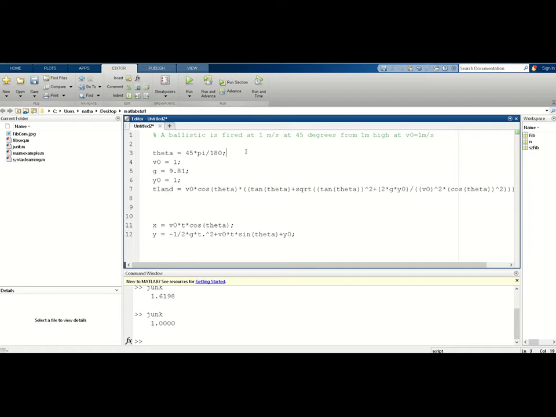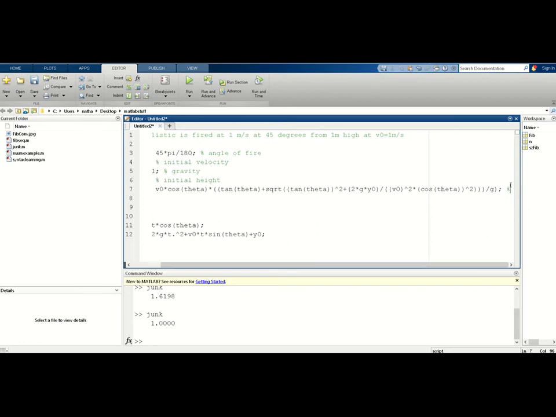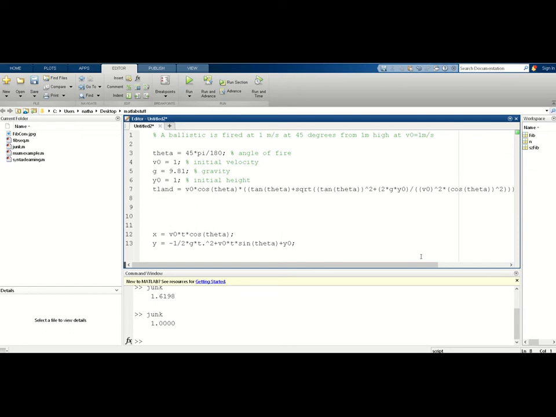Do we want to label stuff? This is my angle of fire. It's my initial velocity. You can put anything you want in these comments. If you want to make a note to yourself, like how to run something, or you figured stuff out about your model at some point. And this terrible sucker is a landing point. I don't know, this should work, I think.